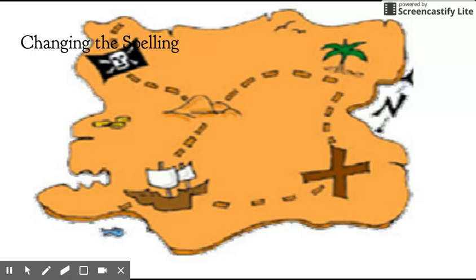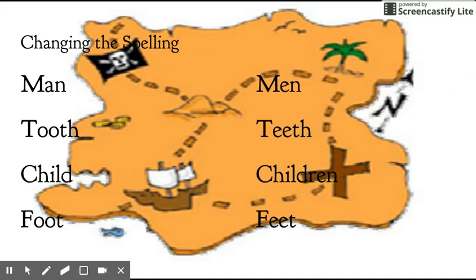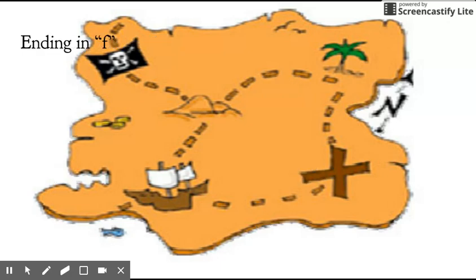Sometimes you completely change the spelling. If we have one man, one tooth, one child, or one foot, when you have more than one of these, it sounds very, very different. Men, teeth, children, feet. You don't say, oh, look at the one children who are running. Children implies that there's more than one, even though you don't have an S or an ES.